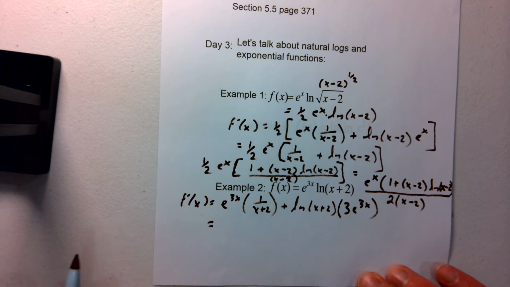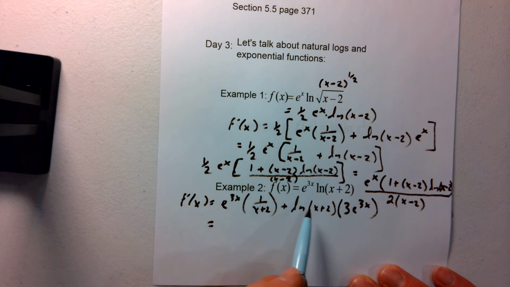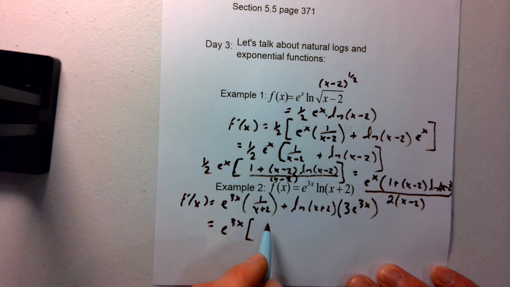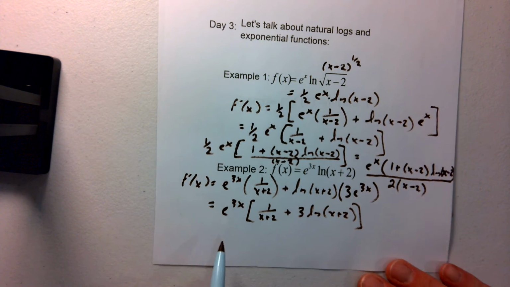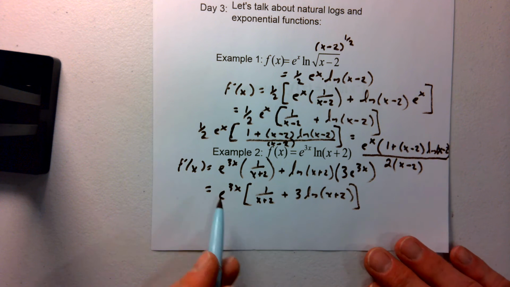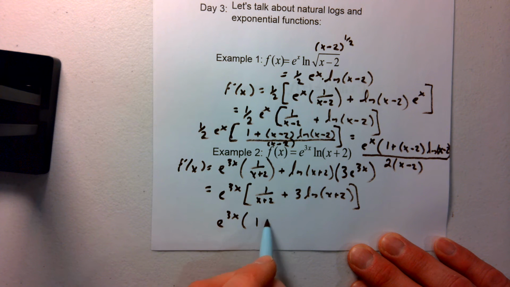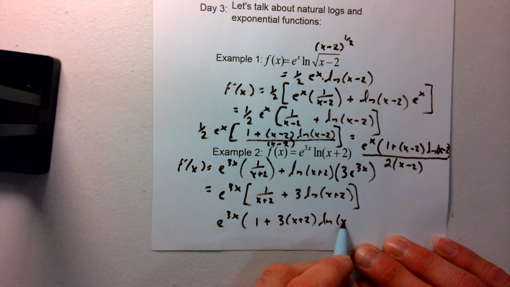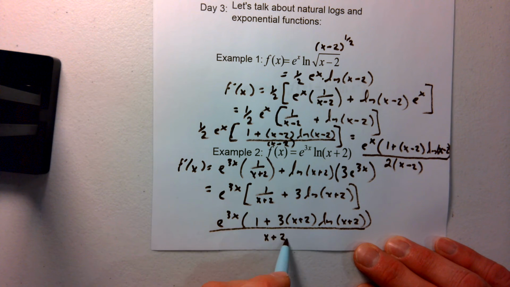And then to clean this up, again, there's not a lot we're going to do to clean it up. Just get into maybe a multiple choice version. We have e to the 3x in common with both of our terms. So we can factor that out. And that's going to leave us with 1 over x plus 2 plus 3 natural log of x plus 2. And then from there we could find a common denominator as well. Again, it just depends on who's writing the test or quiz to what you're going to see. So we'd have 3 times x plus 2, natural log of x plus 2, and that's all going to be over that common denominator of x plus 2.